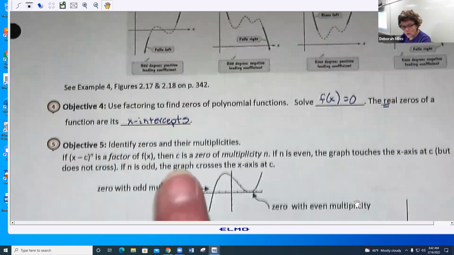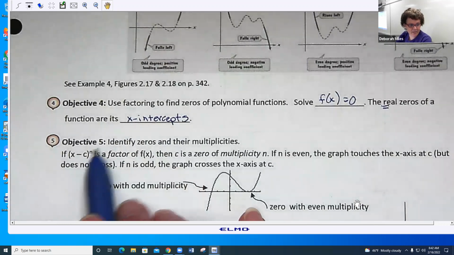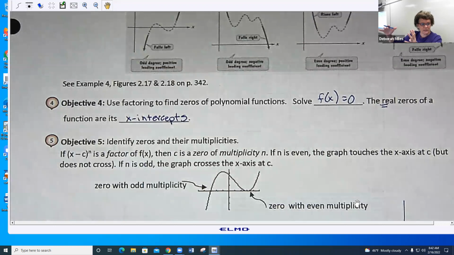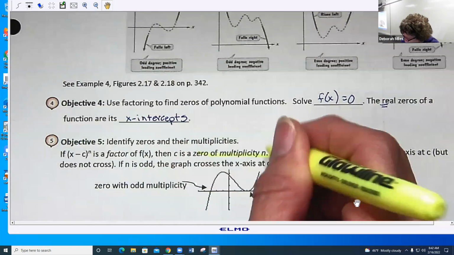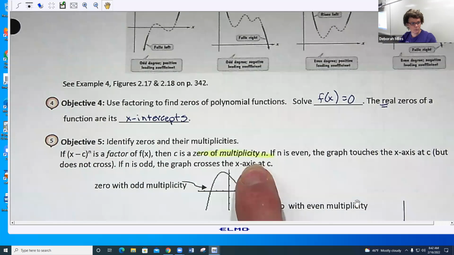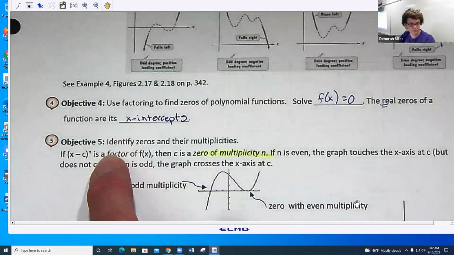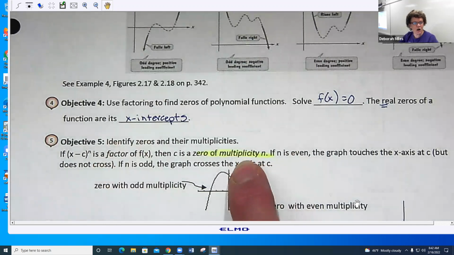All right, a little bit more terminology. If x minus c to the nth is a factor of the function, if you factor a function and get x minus some constant to the nth power, then n is called the multiplicity of that 0. Multiplicity refers to the exponent of the factor. And that multiplicity, whether it's even or odd, tells you something important.